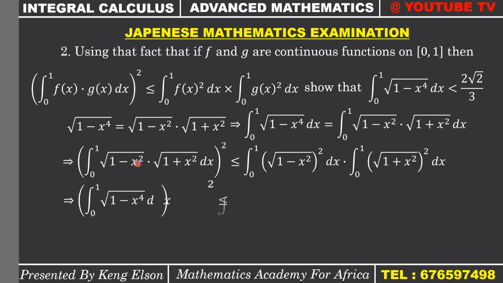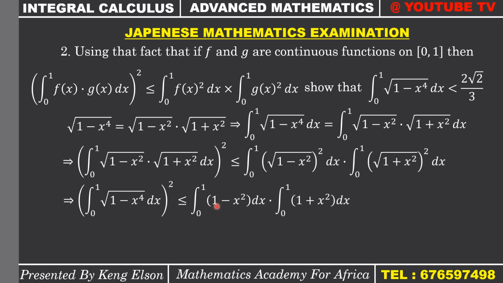So this integrand here is just the same as the square root of 1 minus x to the power 4. We saw it initially, but now we have to square that integral. So it's going to be less than or equal to this. If we square the square root of 1 minus x squared, we are going to have 1 minus x squared because it is positive in this interval, and the same thing happens to the square root of 1 plus x squared all squared. It's going to give us 1 plus x squared since it is positive in every interval.